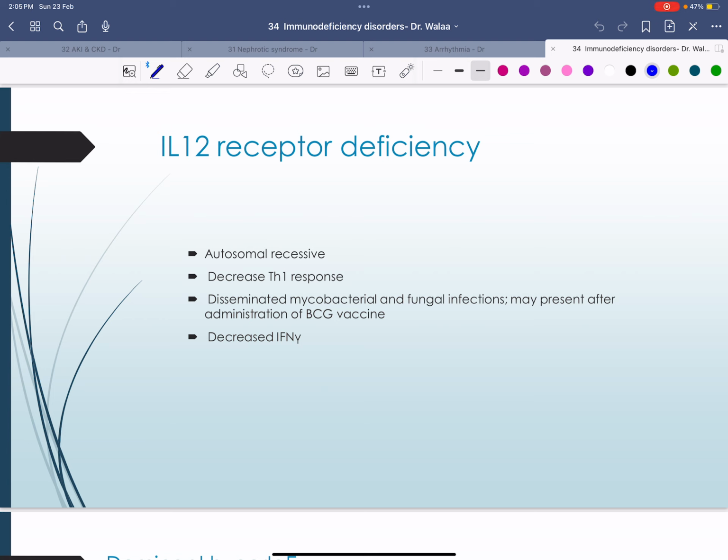BCGosis presents with generalized lymphadenopathy, axillary lymph nodes and distal lymphadenopathy, distal enlargement, reticuloendothelial system involvement, and hepatosplenomegaly. They will be very sick, febrile, etc. So this would be the first hint to guide you to think about IL-12 receptor deficiency.